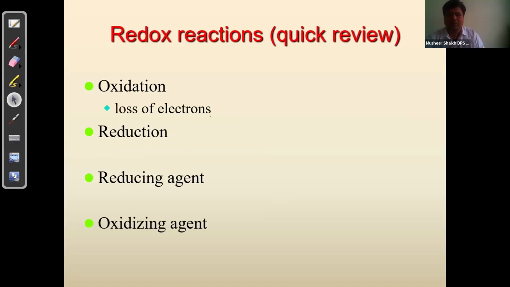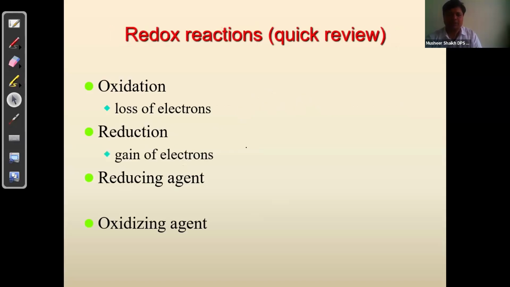Oxidation means loss of electron. Suppose I have copper and copper loses electron, it becomes Cu2+ plus 2 electrons. Because the copper is losing electrons here, we call it oxidation for copper. The same way, reduction is gain of electron.